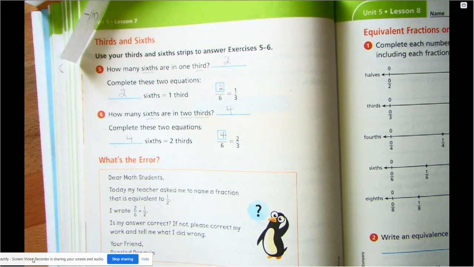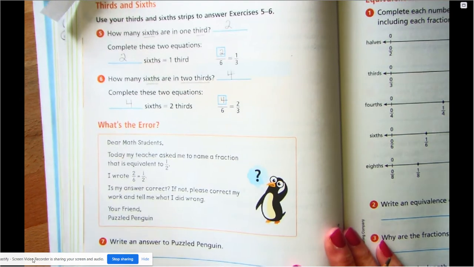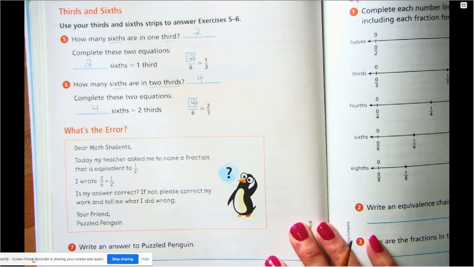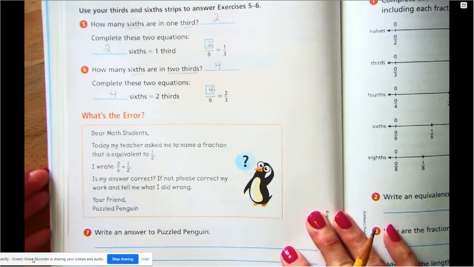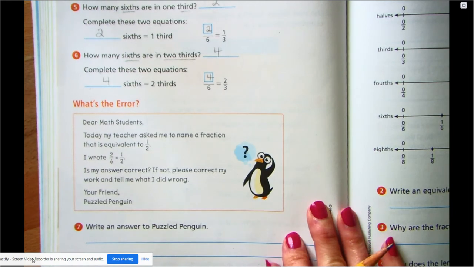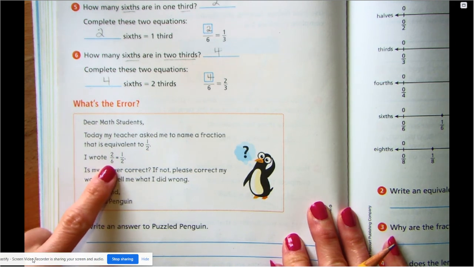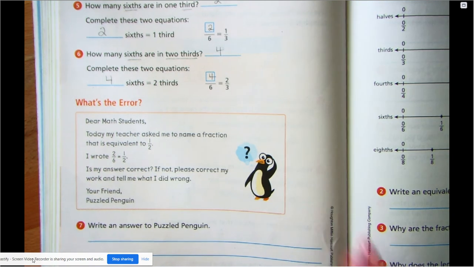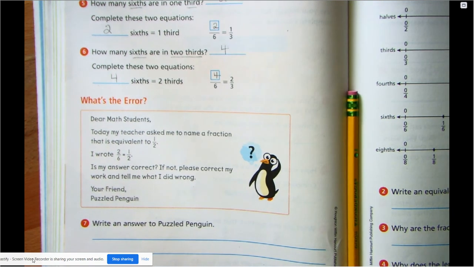Well, now we've got our friend Puzzled Penguin, right? He's always a little confused. Once in a while, he's on the right path, but we usually have to help him out. So here's what he says. Dear math students, that's you. Today my teacher asked me to name a fraction that is equivalent to 1/2. I wrote 2 sixths equals 1/2. Is my answer correct? If not, please correct my work and tell me what I did wrong.